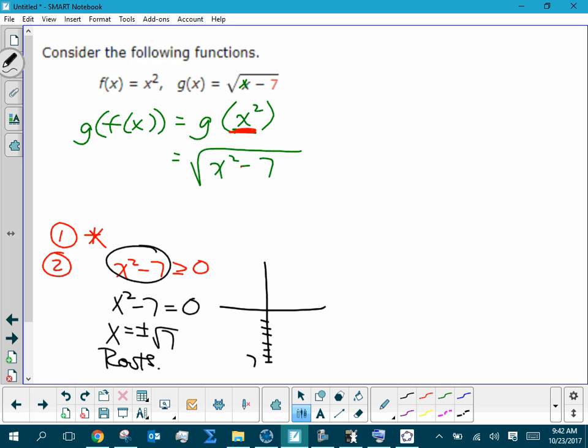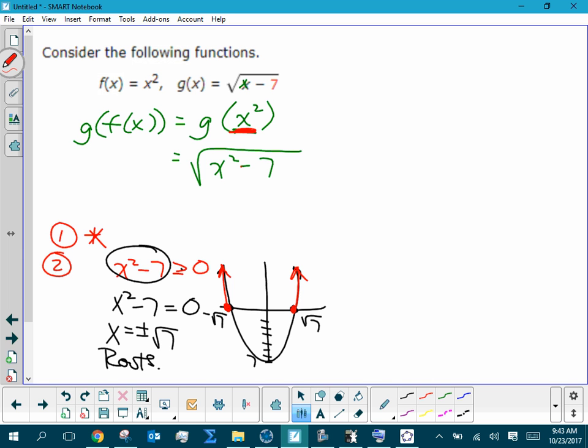Okay, so 7's down here. That's what that graph's going to look like, correct? So the roots I just found are right there and right there. That's root 7, and that's negative root 7. Is that okay? We want to know for what x values the curve, the parabola, is above 0. Well, isn't it above or equal to 0 right there and right there, as well as there and there? Does that kind of make sense to everybody? Okay, so those are the values that we're interested in for a domain.